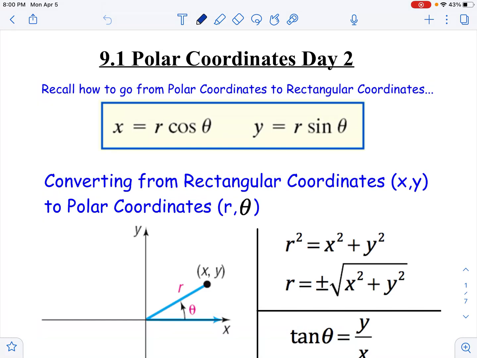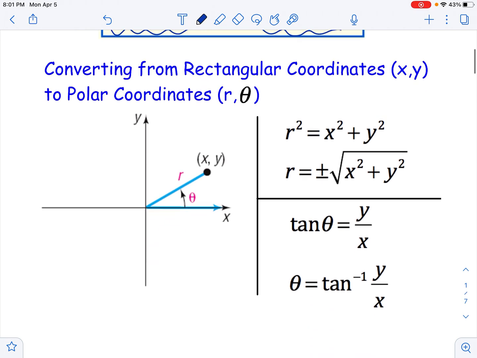Today we're going to continue to look at polar coordinates, but today we're going to go the other direction. We're going to go from rectangular coordinates to polar. Yesterday we spent some time looking at the two formulas up above. We know that x is equal to r cosine theta and y is equal to r sine theta. So I was able to give you a polar coordinate and you were able to find the rectangular, or the xy coordinates.